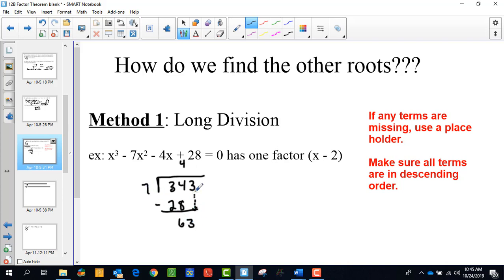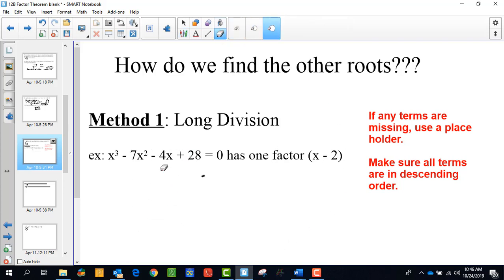And then 7 goes into 63 9 times. 9 times 7 is 63. You subtract, and your remainder is 0. So that's the concept of long division. So that means that 343 divided by 7 is 49. Okay? So the question is, how do I do that with polynomials?